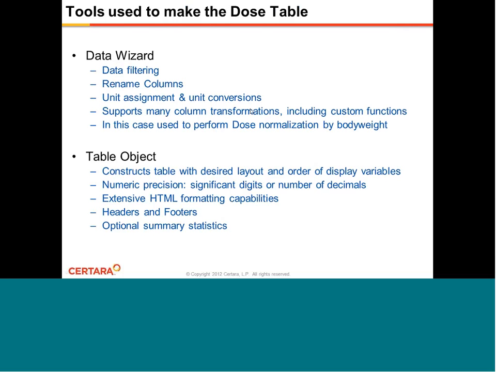It also supports many column transformations, including custom functions. In this case, the data wizard will be used to perform dose normalization by body weight. And once that result is obtained, the result of the data wizard is then sent to the table object to construct the table.